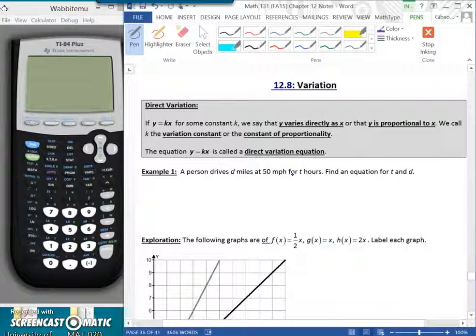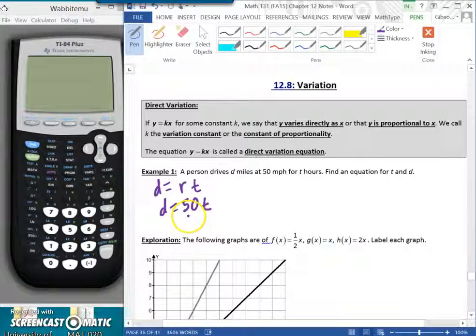Okay, now it says a person drives d miles at 50 miles per hour for t hours. Find an equation for t and d. So we have distance. Distance is equal to the rate times the time. Now, we have the rate here, which would be 50 miles per hour. We don't have to put the mph. So it'll be d equals 50t.